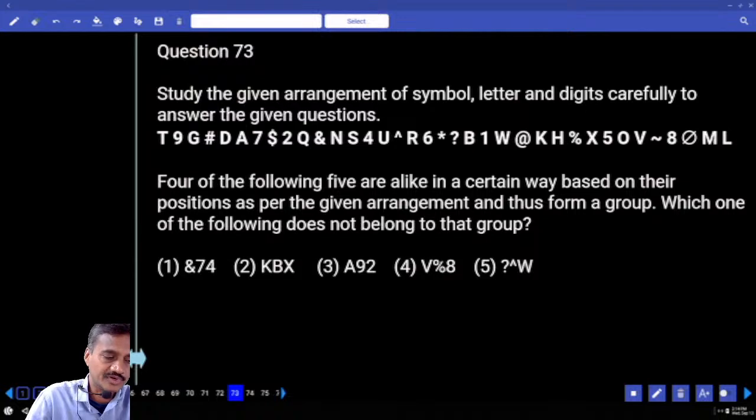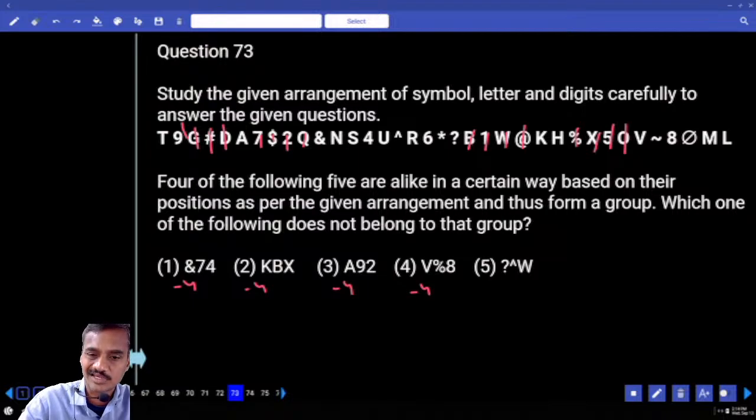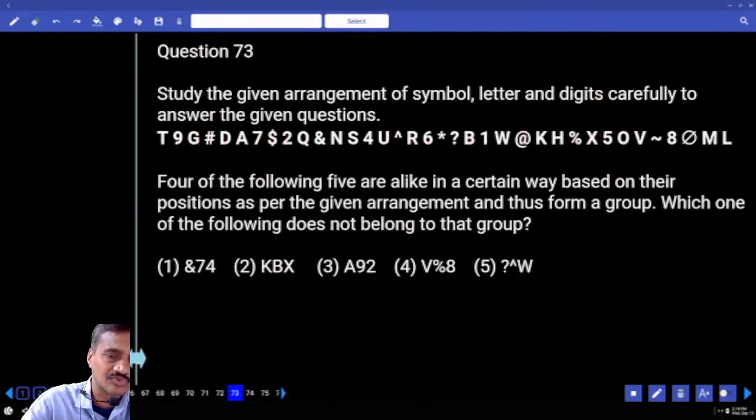Then 73, four out of the following means odd one out. Now, 4 and 7: 1, 2, 3, 4, minus 4. K and B: 1, 2, 3, 4, minus 4. A and 9, now from A to 9, how many are there? 1, 2, 3, 4, minus 4. V and percentage: 1, 2, 3, 4, minus 4. And question mark and power: 1, 2, 3, 4, minus. Hence the first element is the same in each one, minus 4.